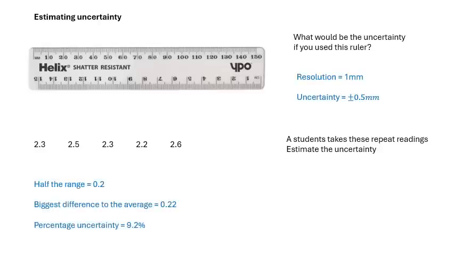One way of doing it is it's half of the range. So from 2.2 to 2.6, the difference is 0.4, divide by 2, and that's 0.2. So half of the range. Another one is you work out the average, work out the mean, and then it's the biggest difference between the mean and either the highest or the lowest reading. And it should be about the same. If it's a normal distribution, it should be about the same. So the biggest difference to the average is about 0.22, and that gives a percentage uncertainty of 9.2%.